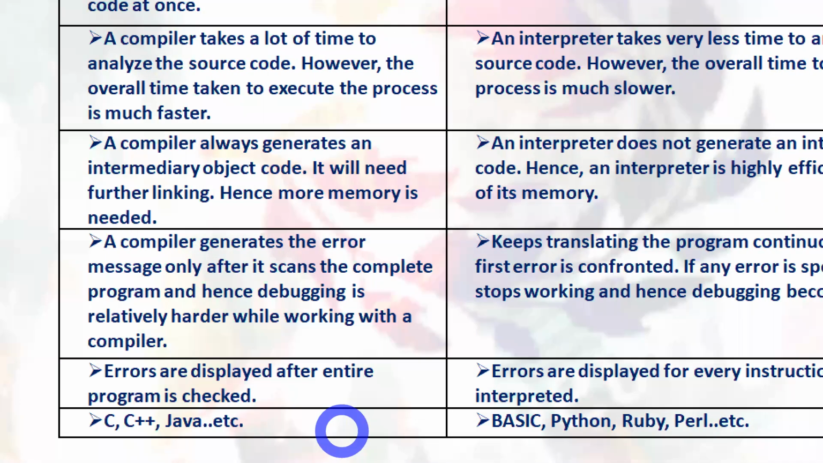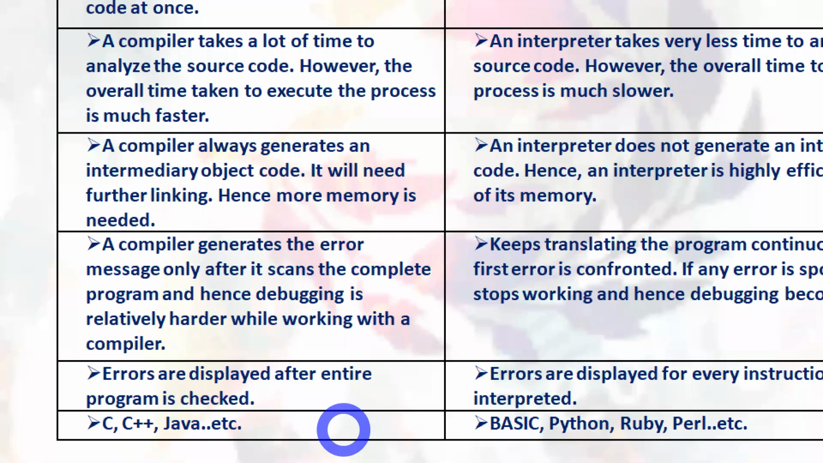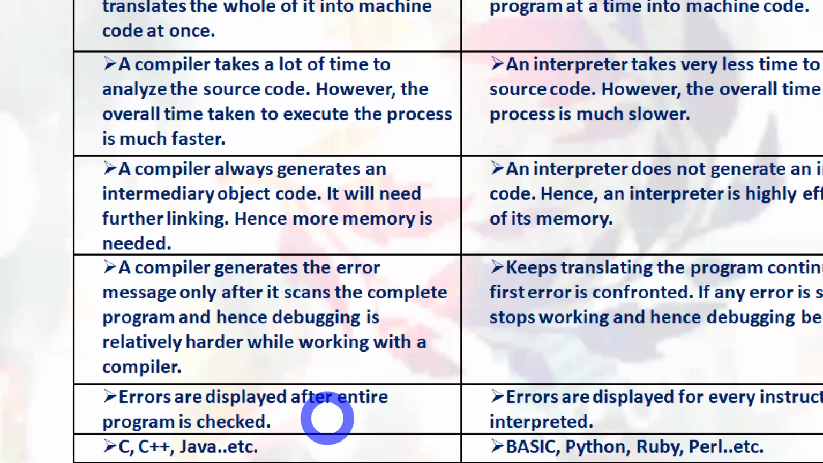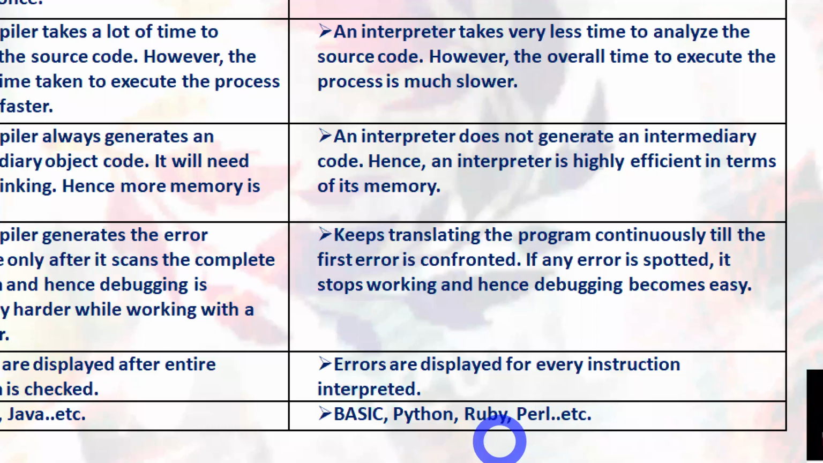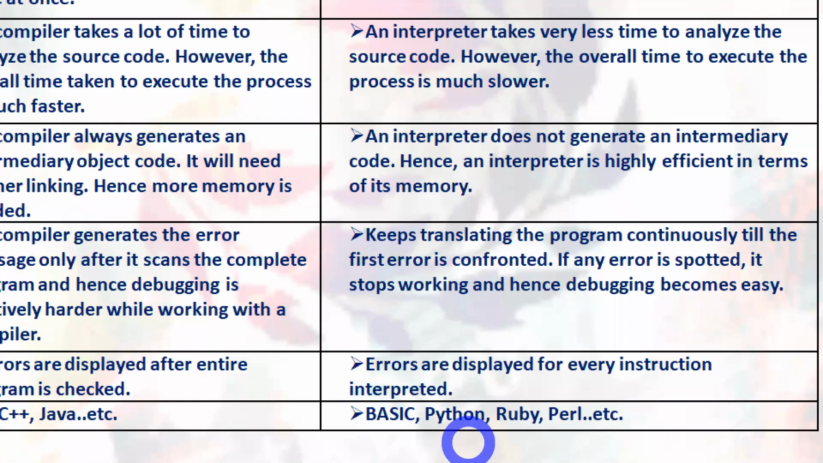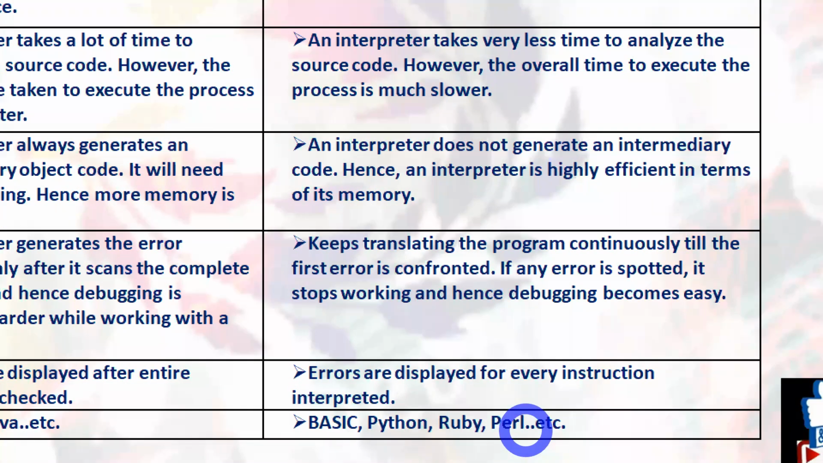See, the best suitable examples of compiled languages are C, C++, Java. Not only these languages, so many high-level languages are compiler-based. For easy remembering, I gave some familiar languages like C, C++, and Java. But coming to interpreters, BASIC is an interpreted language. BASIC stands for Beginners All-purpose Symbolic Instruction Code, and it was used in olden days. Python, Ruby, and Perl are also interpreted languages.